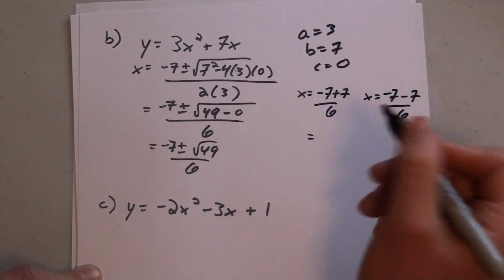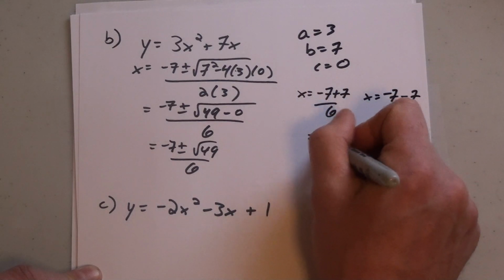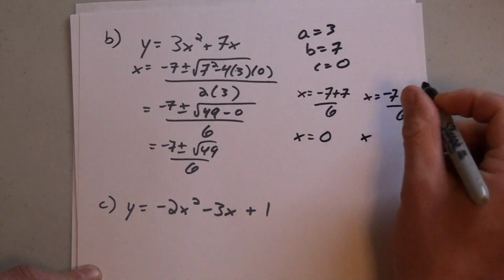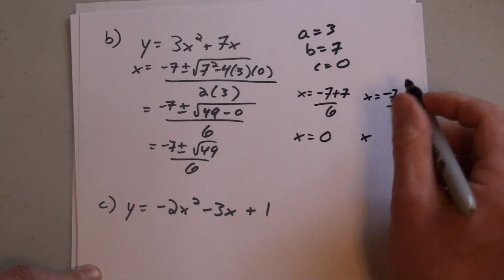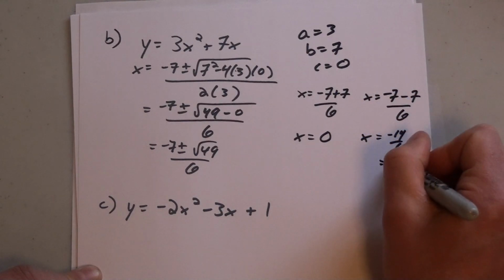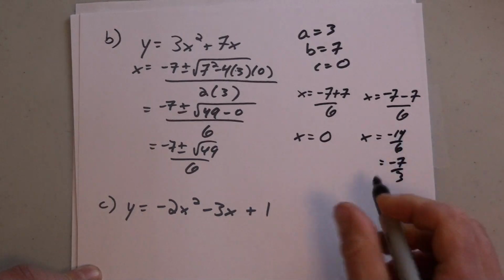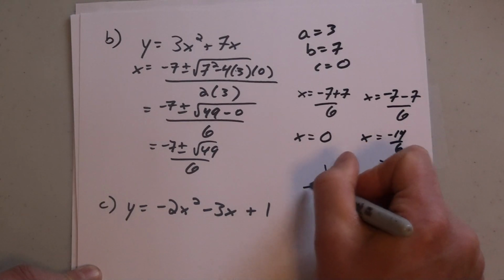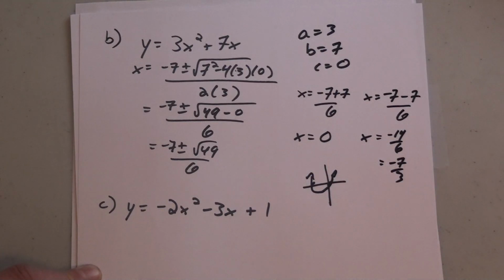Negative 7 plus 7 is just 0, so 0 divided by 6 is still just 0. And the other x is going to equal negative 14 divided by 6, which can be reduced down to negative 7 over 3. And again, I'm going to have two different x-intercepts on that quadratic.